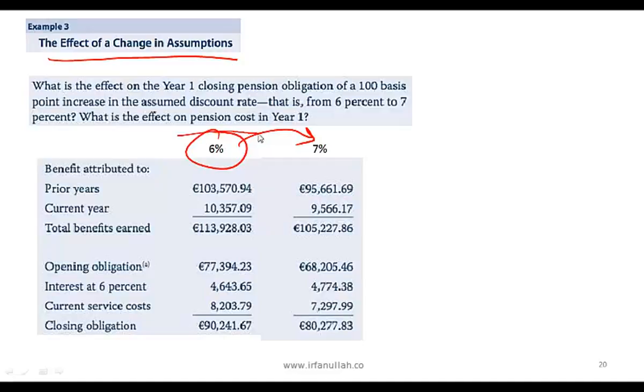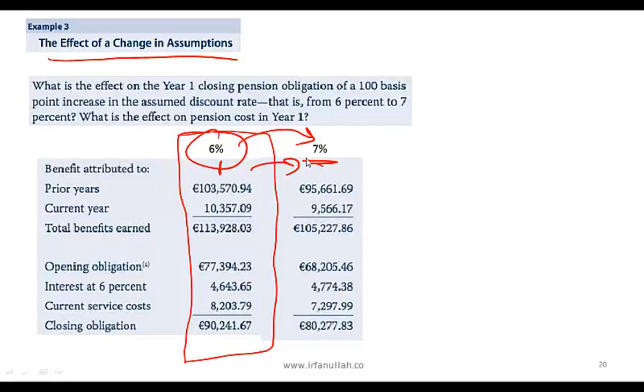Does this first column look familiar? This is straight from scenario 4. And this was year 1, scenario 4. If you do this for homework, instead of using a discount rate of 6%, use a discount rate of 7%. Then notice that you will get a closing obligation for year 1 equal to 8277.